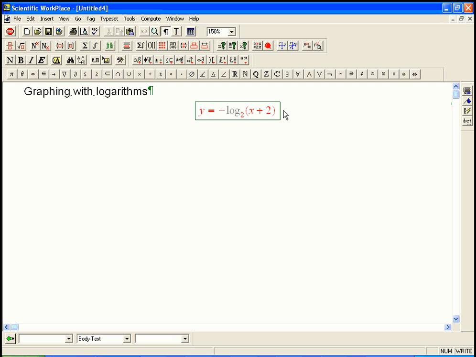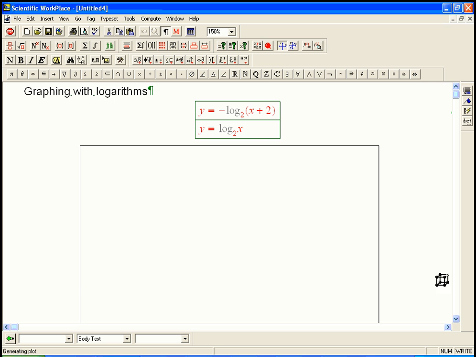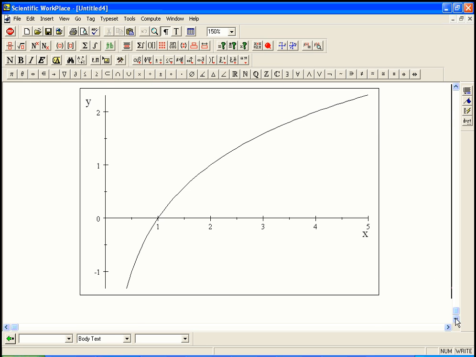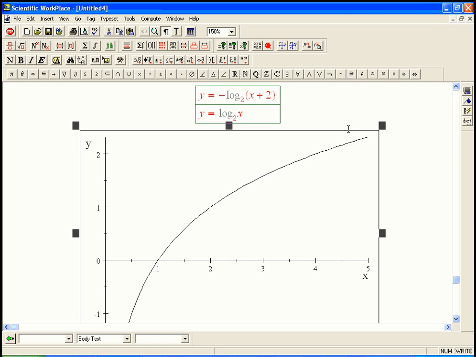We want to use the fact that if I have y equals log base 2 of x, then we know the graph of that. So let's take that graph. It goes through (1, 0), (2, 1), (4, 2), and it has a vertical asymptote at x equals 0. I want to take that and do the usual transformations on it.